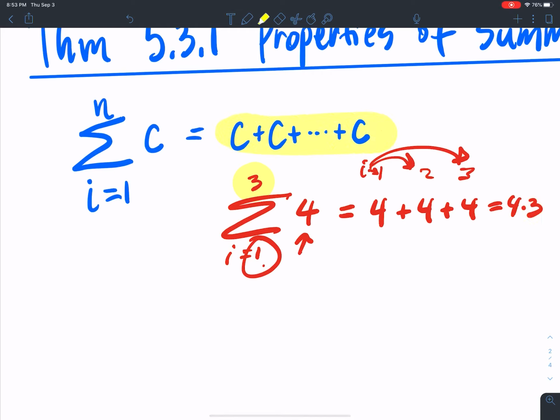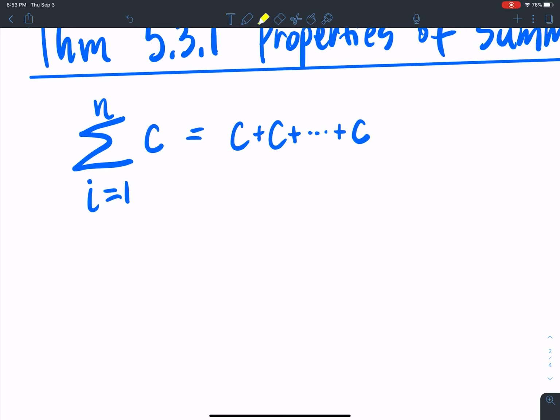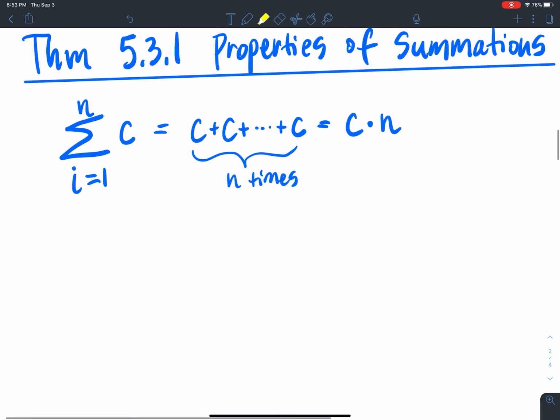So this c here, how many c's are there? There's n total. So to add all those c's up is the equivalent of multiplying n times c. Okay? Just like that example I gave with concrete numbers.